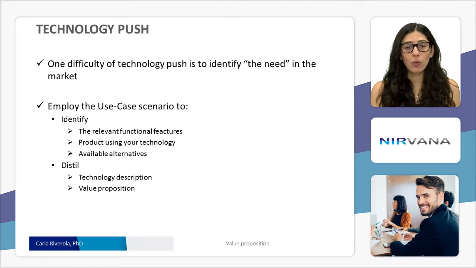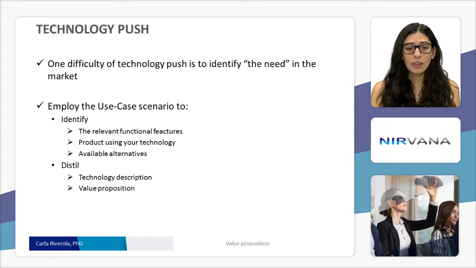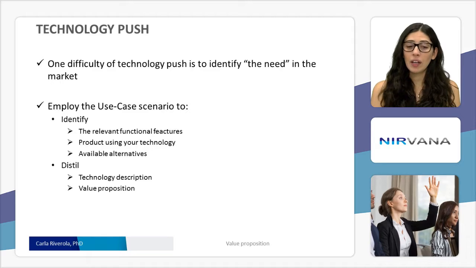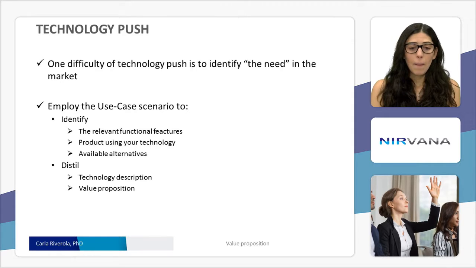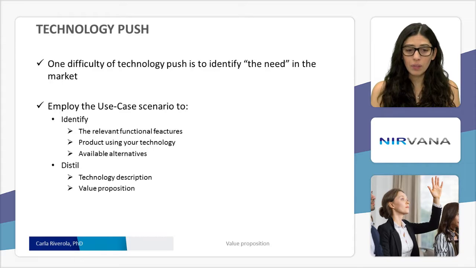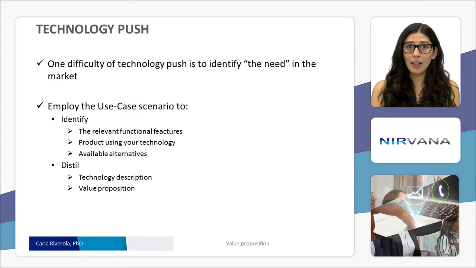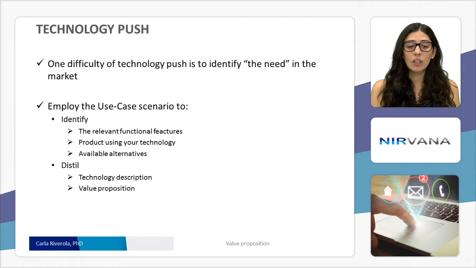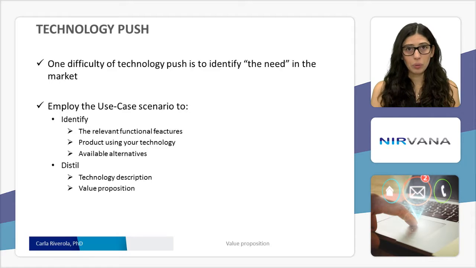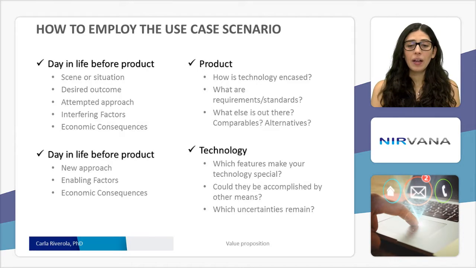And in order to do so, one of the tools that is very useful is the use cases scenario, because it helps identify the relevant functional features, because it helps to identify the product that is using your technology, and it helps to identify the alternatives available in the market. So in this sense, what you can do with this use cases scenario is you can get a technology description and a description of the value proposition.